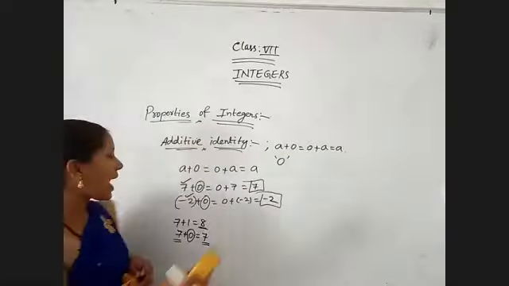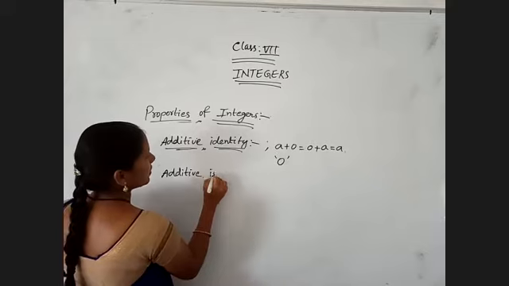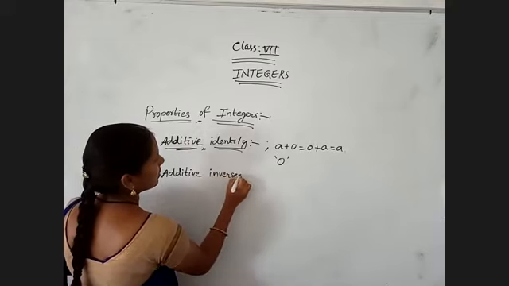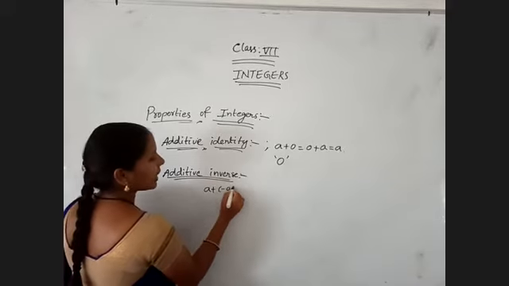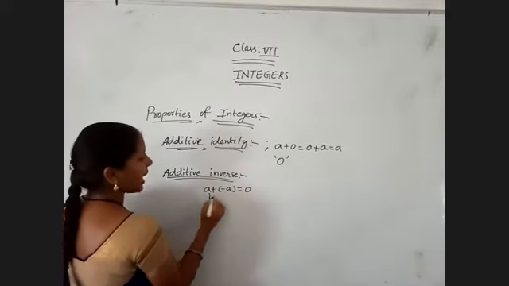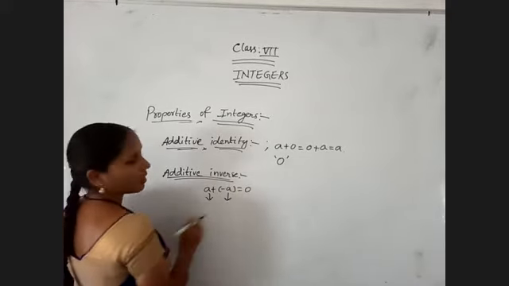And coming to the additive inverse. Additive inverse means the sum of two integers is 0. If the sum of two integers is 0, then those two integers are said to be additive inverses of each other. Okay. Why am I getting this?